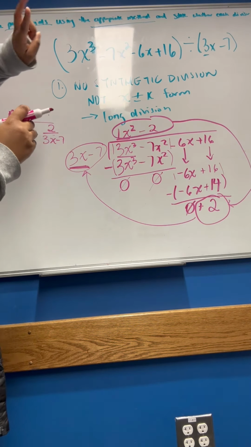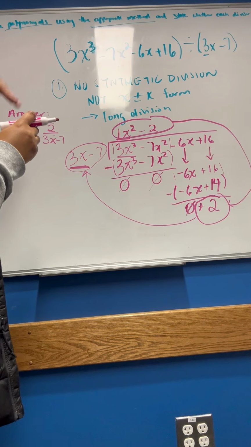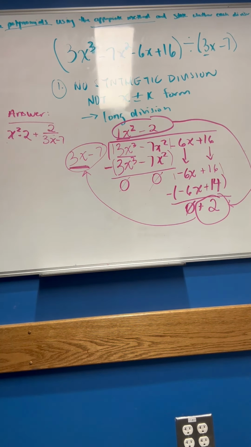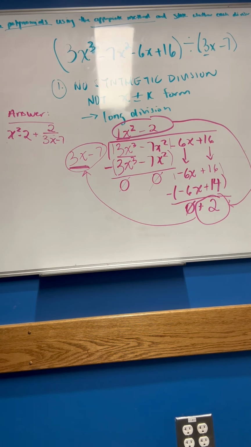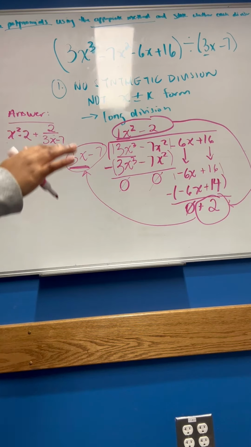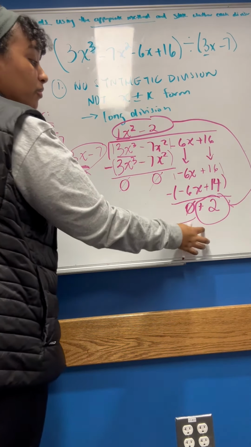And there's a part 2, and state whether each divisor is a factor. Whether each divisor, what's our divisor? 3x minus 7 is a factor. Now, I'm going to tell you it's not a factor. It's not a factor because we ended up with a remainder.